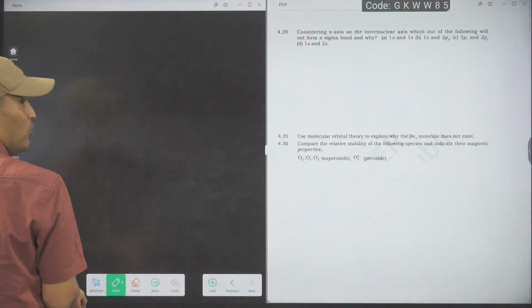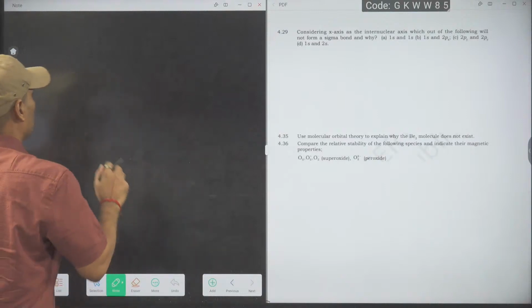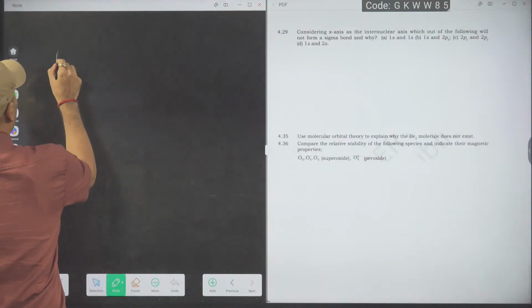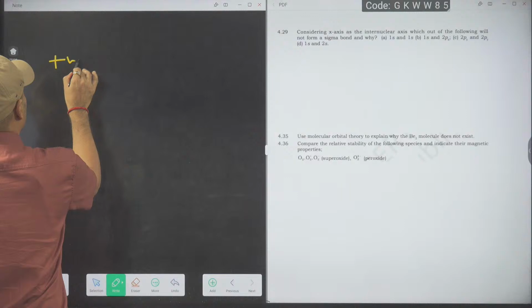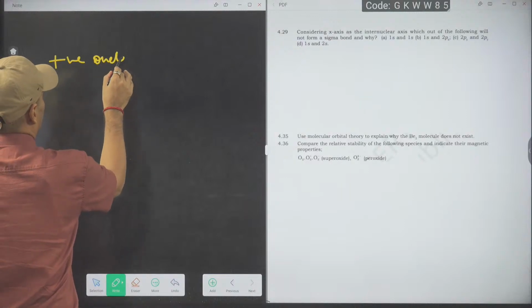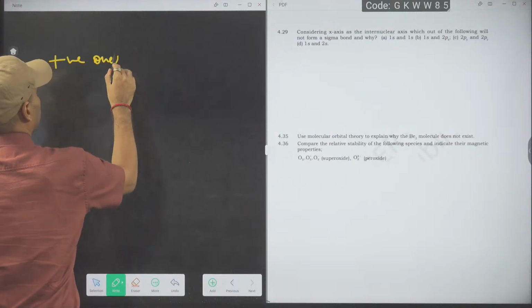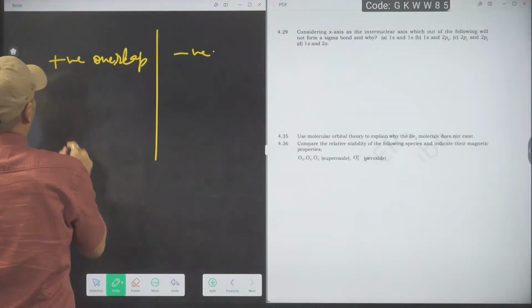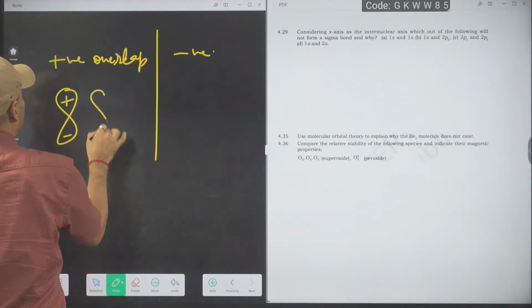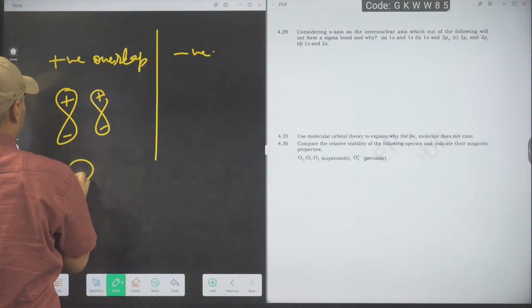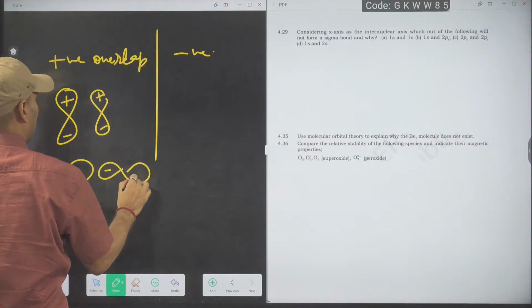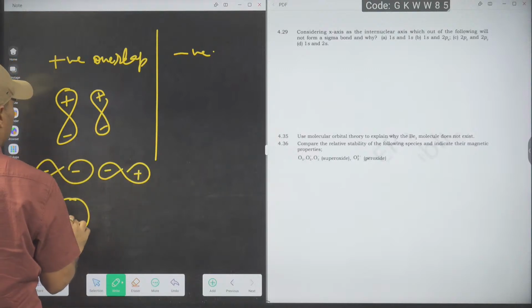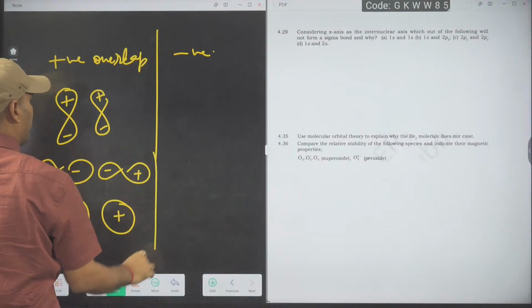Sir, I know about overlapping. What overlapping do you know? Sir, positive overlap I know. Okay, very good. And what else? Sir, negative also I know. Okay, what is positive? Sir, if same sign overlap, then positive.